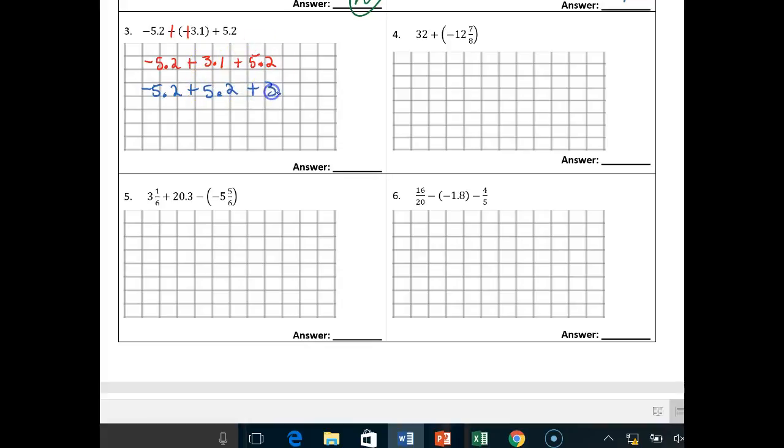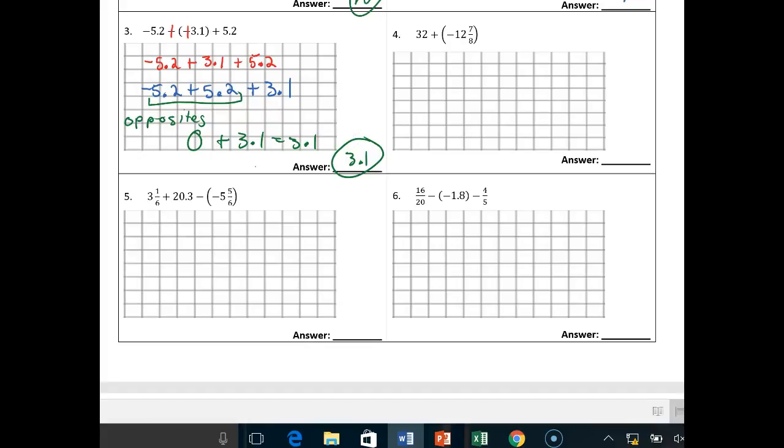plus 3.1. Notice when you use the commutative property, you don't lose any of the terms. You just reorder them so that you can see stuff a little bit better. So these two right here are opposites. So because they are opposites, they cancel out and they equal 0. So 0 plus 3.1, and then 0 plus 3.1 should just equal 3.1.